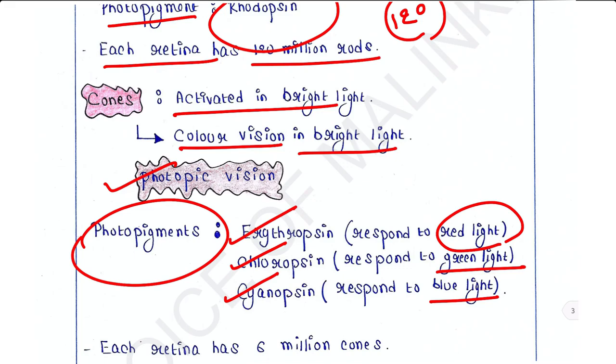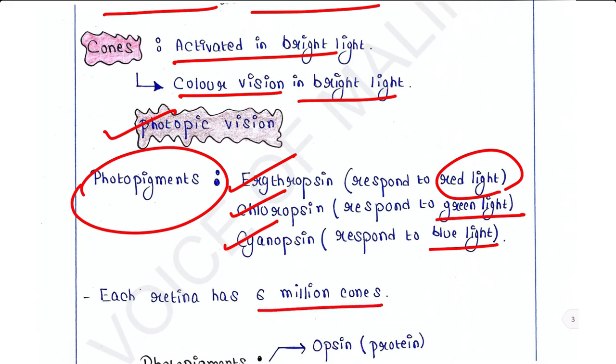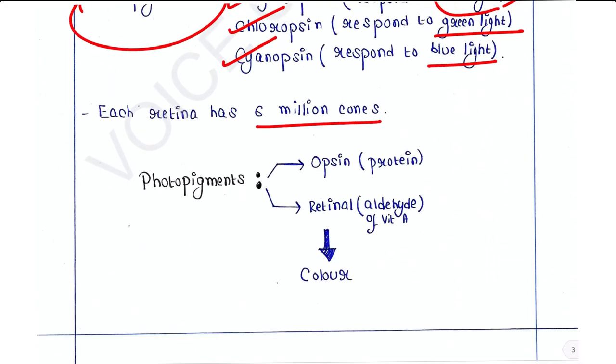Now, each retina has 6 million cones. The sensations of different colors are produced by various combinations of these cones and their photopigments. When these cones are stimulated equally, a sensation of white light is produced. Photopigments are composed of a protein called opsin and the aldehyde of vitamin A, that is retinal. Retinal is responsible for the color of the photopigment.